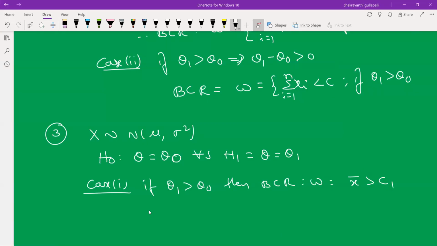C1. C1 is a constant, where C1 is equal to sigma square by n, sigma square is known, log K by theta 1 minus theta naught, plus theta 1 minus theta naught by 2. This is called C1.